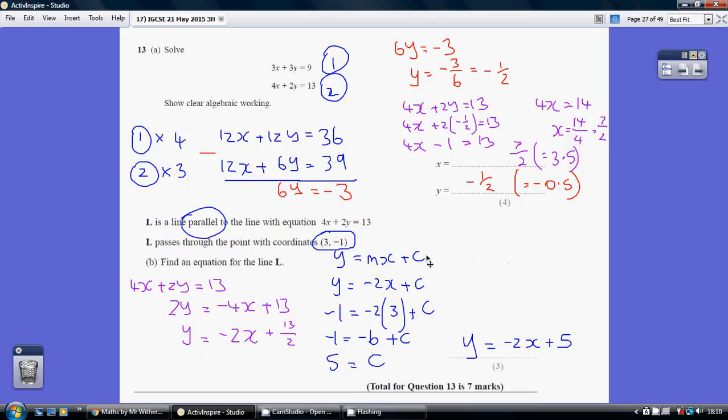So, choosing to use this, I've just worked out the gradient is minus 2, so y equals minus 2x plus c. It goes through the point 3, minus 1, so when x is 3, y is minus 1. So I've substituted both of those in, so I've got minus 1 equals minus 6 plus c. That's a minus 6, minus 2 times 3. So minus 1 equals minus 6 plus c. Add 6 to both sides, I get c being 5. So my revised formula is y equals minus 2x plus 5.